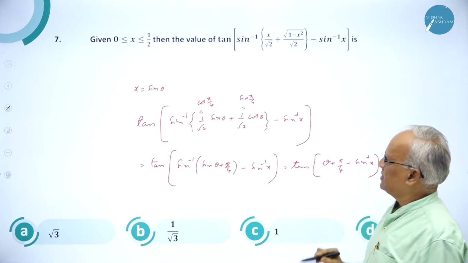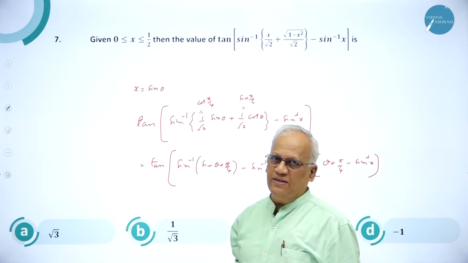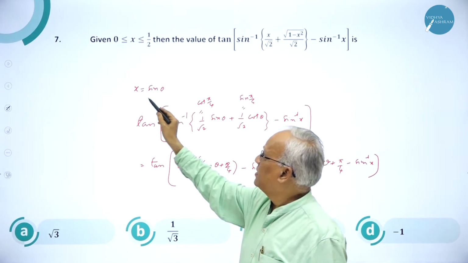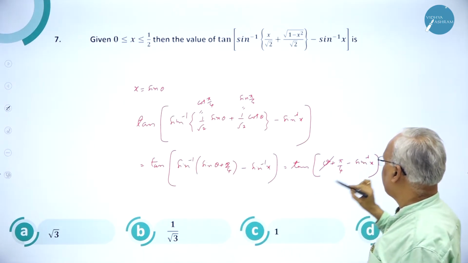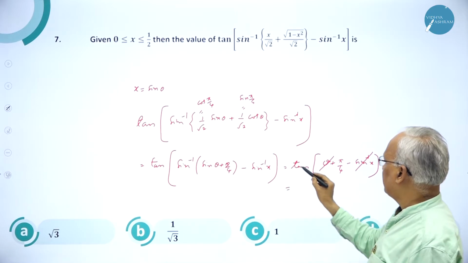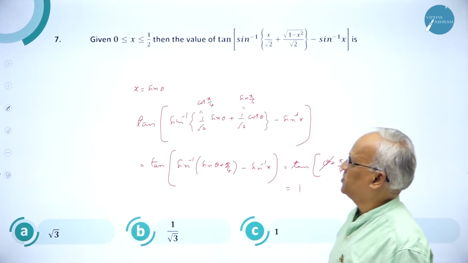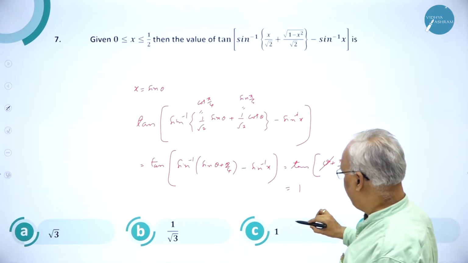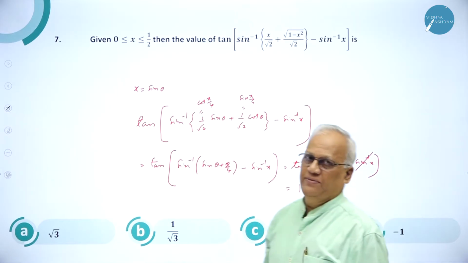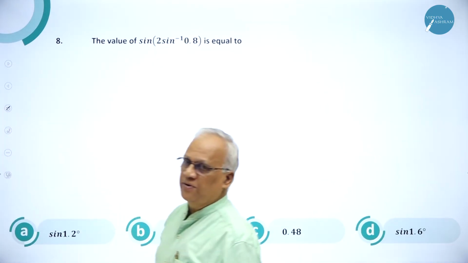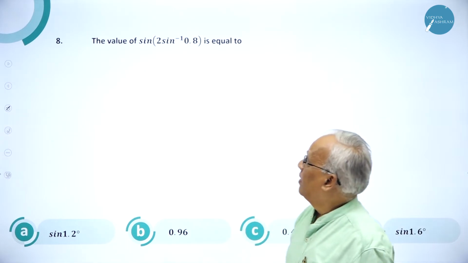Now tell me, what is theta? If x is sine theta, what is this theta? Sine inverse x. So sine inverse x cancels. So it is tan pi by 4, which is equal to 1. So you can easily write the answer 1. So next I go to the next question.